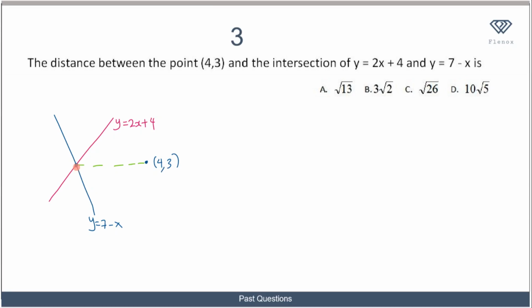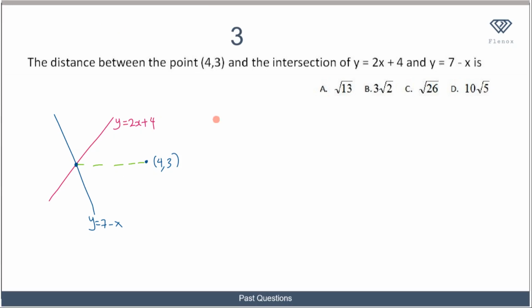But one thing you notice is that at the intersection of these 2 lines, they are going to have the same coordinate. That means the value of x and y in this coordinate are going to be equal. So at this point over here, the value of y is equal. So the value of y here is 2x plus 4 and the value of y here is 7 minus x. So I can equate them together. And what does that give me?